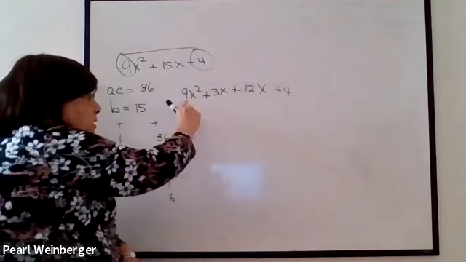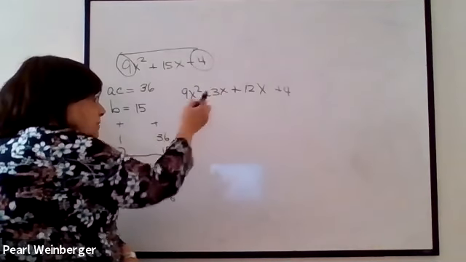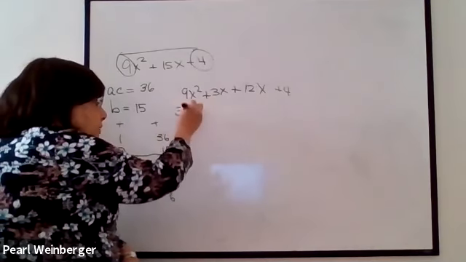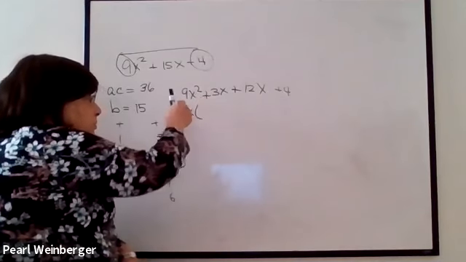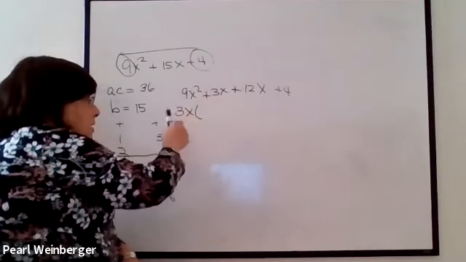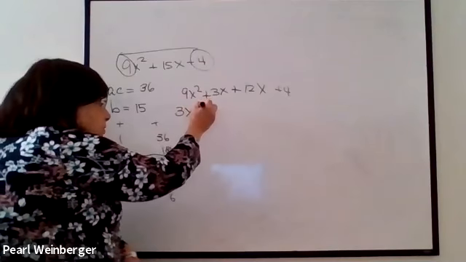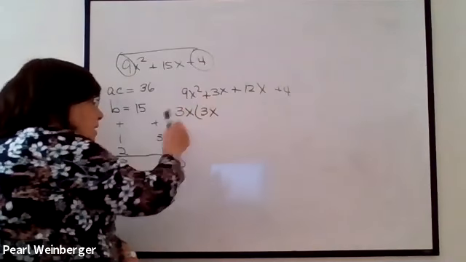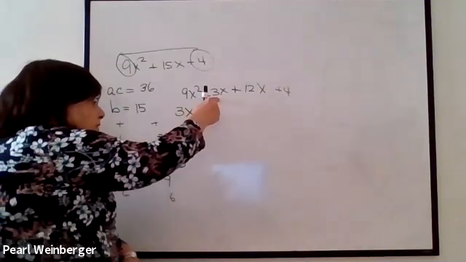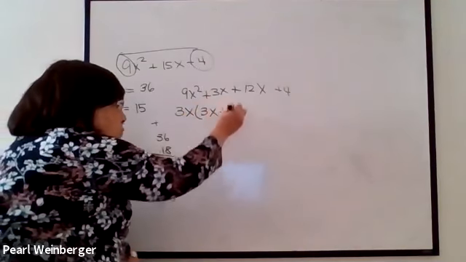And again, now we do our grouping method. The 9x squared plus 3x has a common factor of 3x, because 3 goes into 9 and 3. And 3x into 9x squared gives me 3x. And 3x into 3x, everything cancels out, so it leaves a 1.